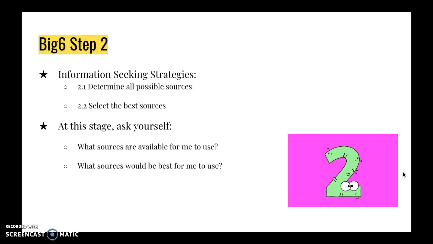Then, step 2 deals with your information seeking strategies. So you want to determine all the possible sources that you can use for information. And then once you do, select the best sources, right? Because not all the sources that you find are going to be good ones. So some things that you're going to ask yourself at this stage are, what sources can I use? What's available for me? And of those available sources, which ones would be best for me to use?